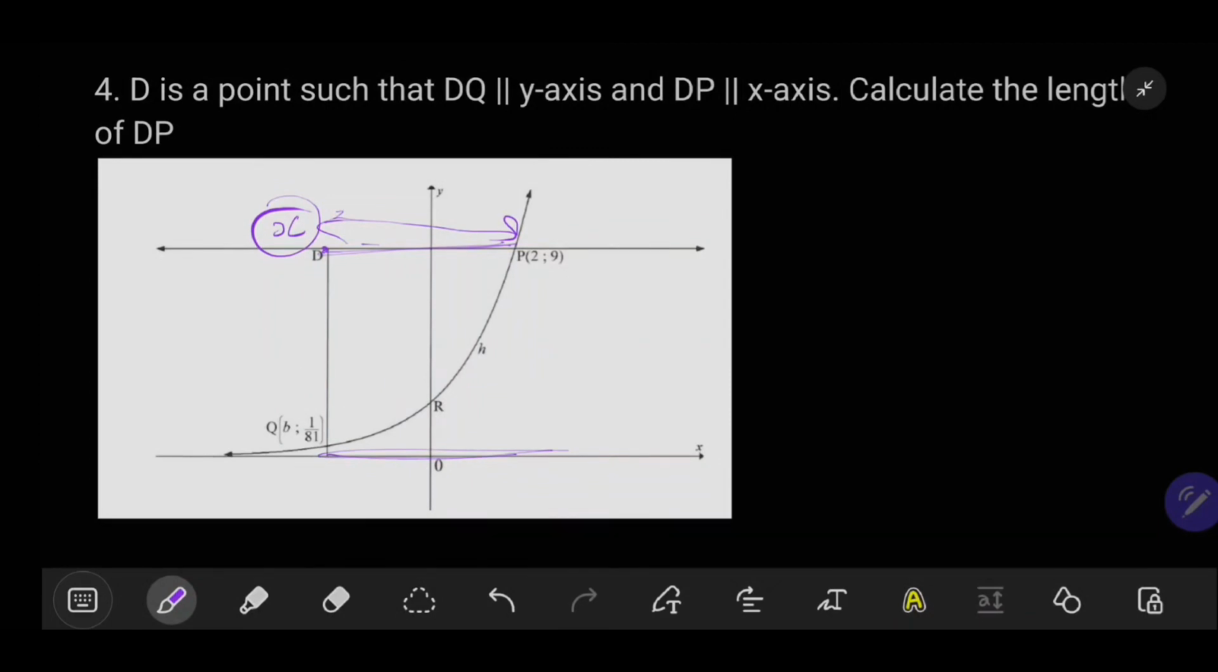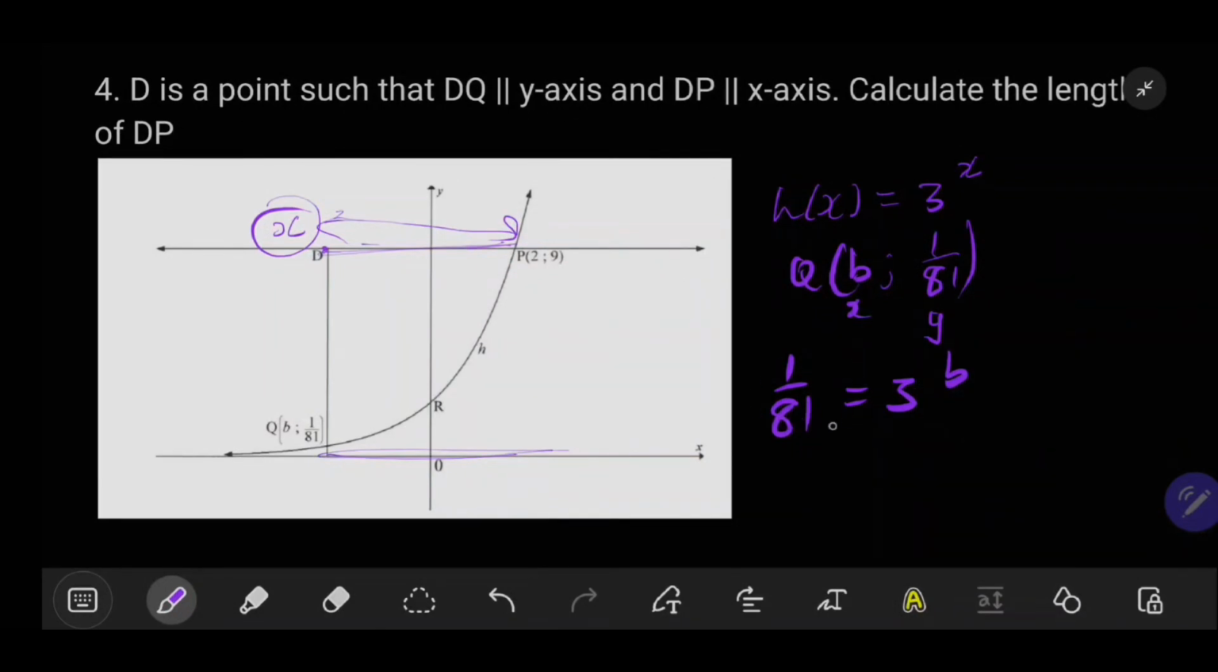Okay, so how do we find this? Because Q is on the graph of h, we can use h of x, which is equal to 3 to the power x. Then we have our coordinate of Q, which is b, 1 over 81. This is our x, this is our y. So where we see y, 1 over 81, it is equal to 3 to the power b. Then we can convert this to 81 to the power minus 1, which is equal to 3 to the power b.